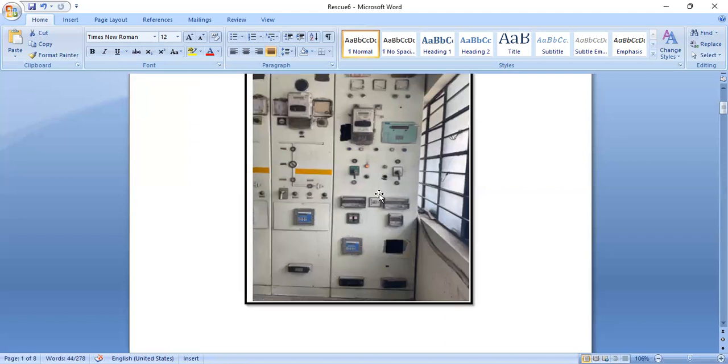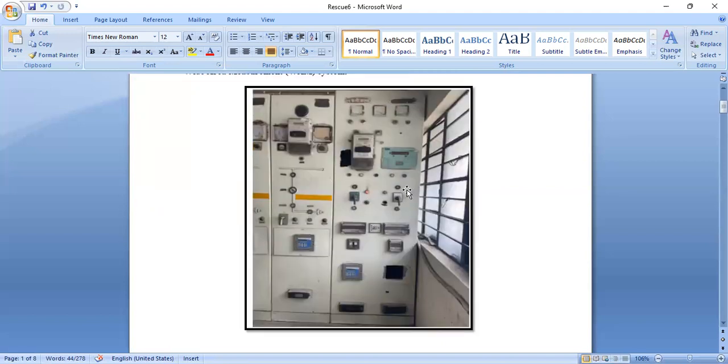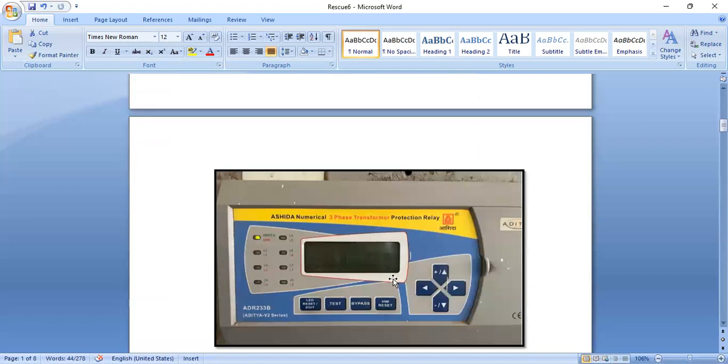Similarly, the transmission line panel also looks like that. I don't have the image for the transmission line protection, so I can show you right now. For the transmission line, similarly, we can use the Ashida numerical three-phase distance protection relay. It looks like that.